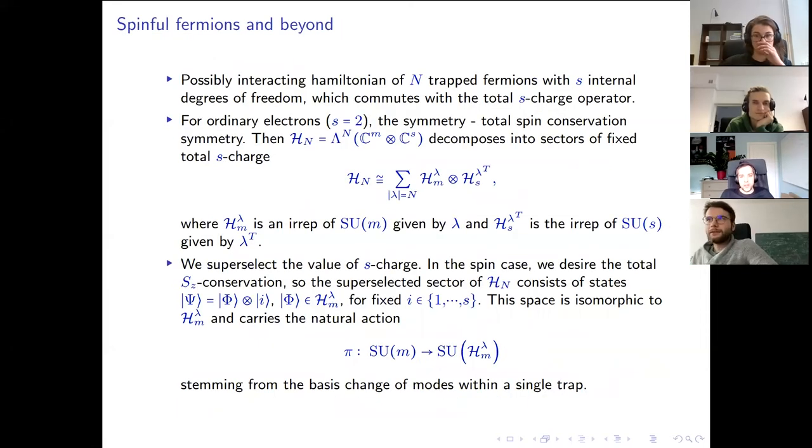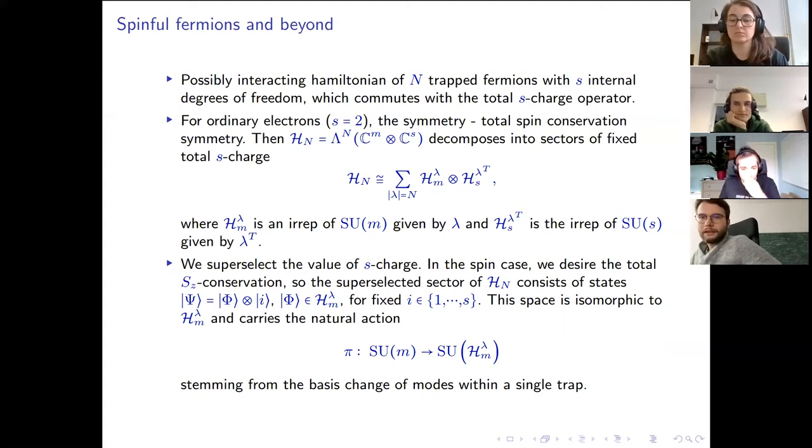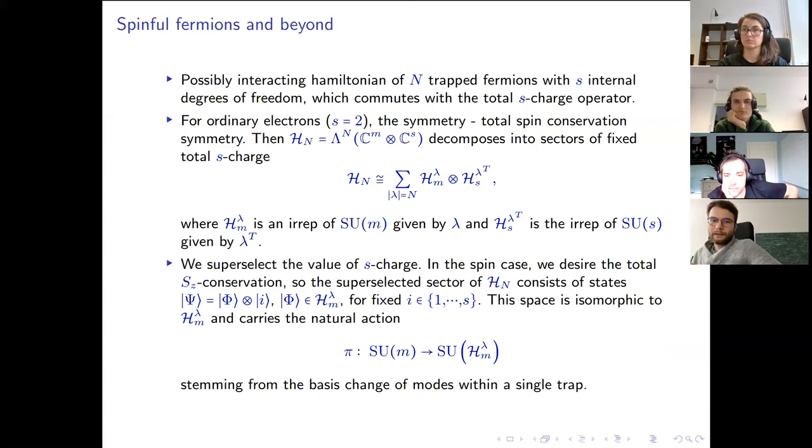Yeah, and also maybe briefly another example. It's similar but more complicated, and more interesting also, with fermions. We have a possibly interacting Hamiltonian of n trapped fermions with some internal degrees of freedom, let's say S internal degrees of freedom. For example, for electrons, S is 2, it will be the spin. We assume that this Hamiltonian commutes with the total S charge operator, so something is conserved. For electrons, it will be the total spin conservation. And so we have a mode space and a spin space, tensor product, anti-symmetrization over n fermions.